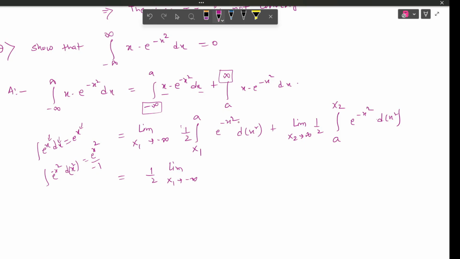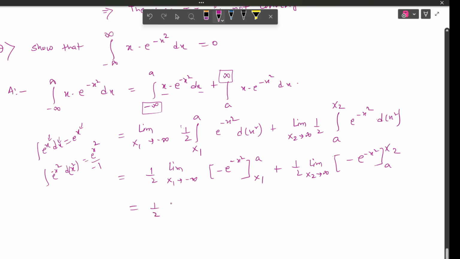So this integration would be minus e to the power minus x square from x1 to a, plus this would be half of limit x2 tends to infinity. This will be minus e to the power minus x square from a to x2.